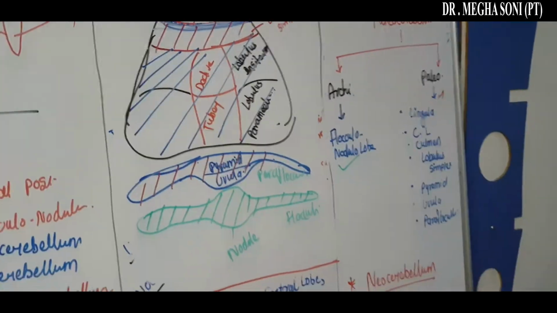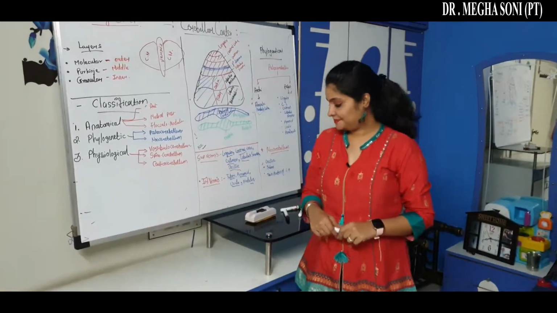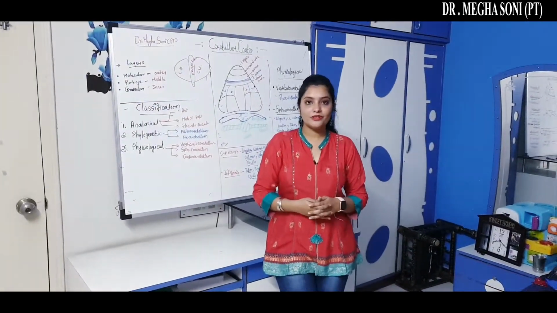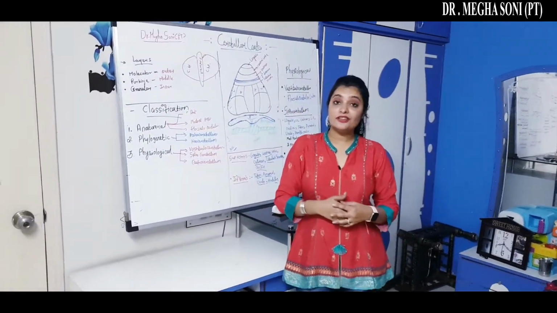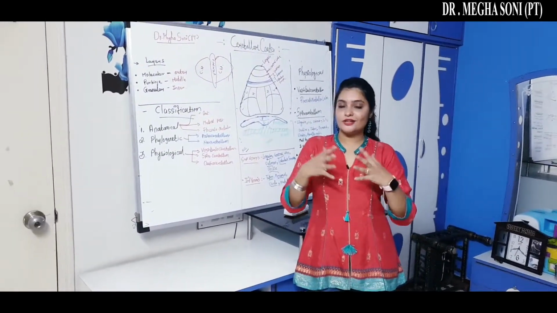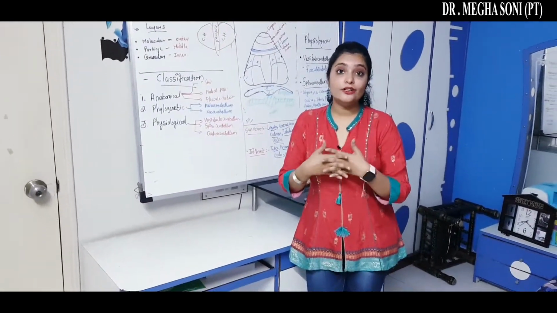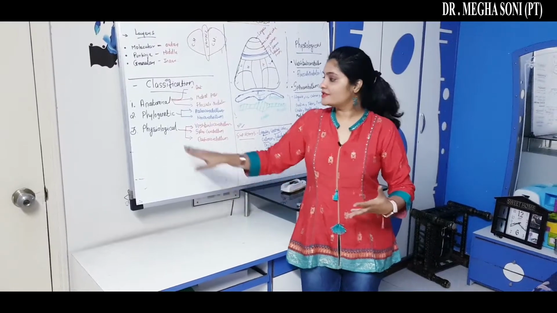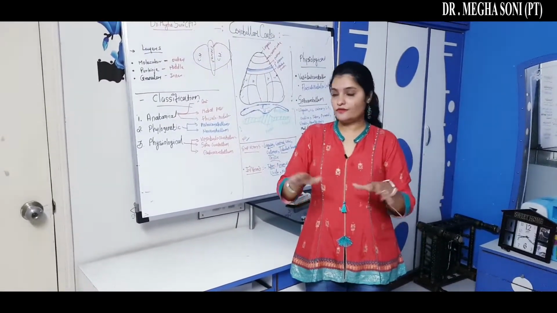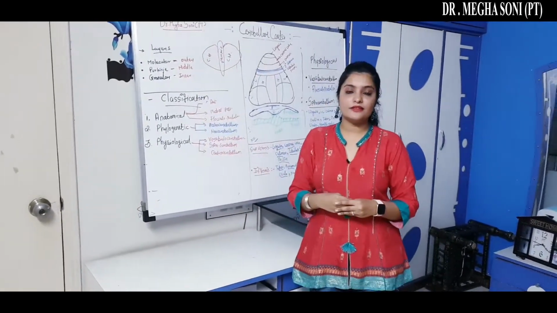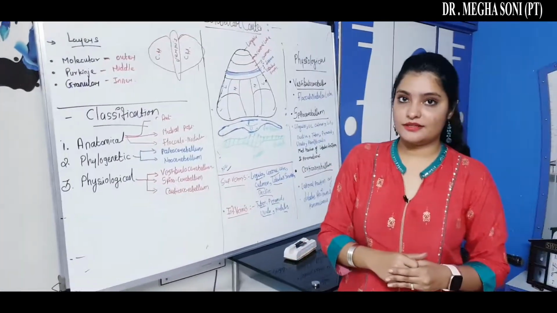Now we'll talk about the physiological classification of the cerebellar hemisphere. Let's discuss the last classification, that is physiological classification. Physiological classification means structurally it is not visible, but a few structures come together and do the same function. Structurally we cannot see it, whereas in anatomical classification you can easily demarcate one structure from another structure.